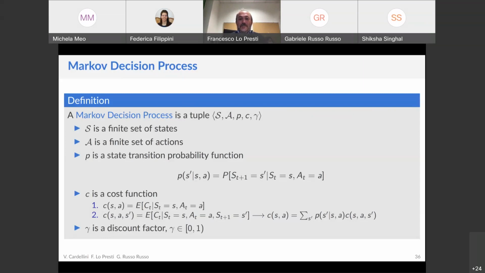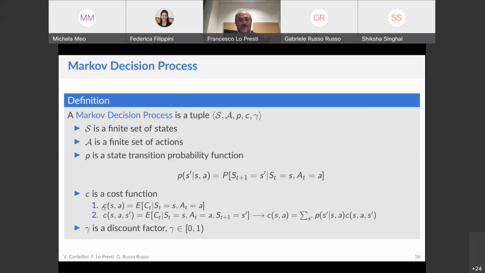So a Markov decision process is a tuple of a finite set of states and a finite set of actions. Actions in our setting can be just add a replica, do nothing, remove a replica, and the state is the system configuration. Then P is the state transition probability, the probability that the system, being at a given instant in a given state and doing some action, is likely to change into another configuration. And then the cost associated to doing a given action.